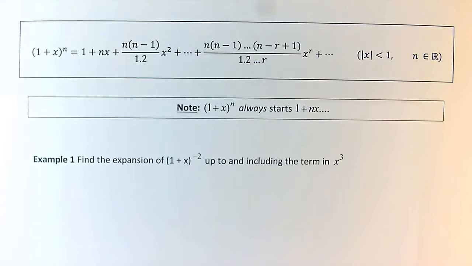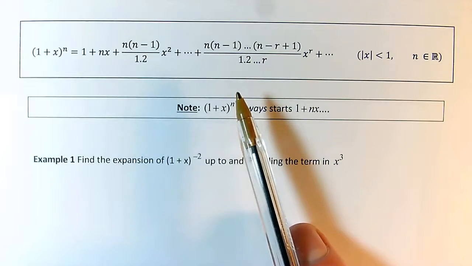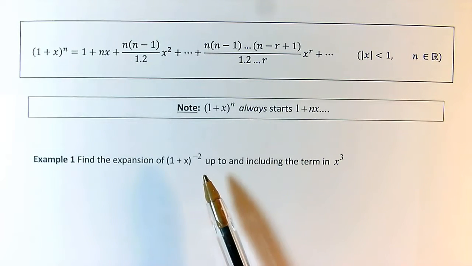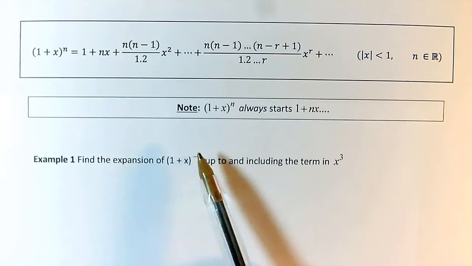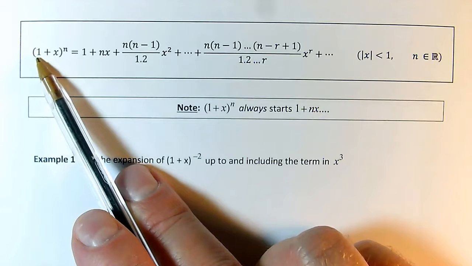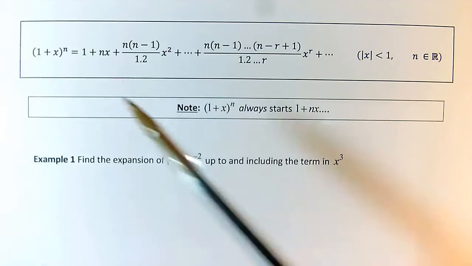Okay, we're doing binomial expansions, which you've done before at AS. The difference now is that we're using this formula, and that's because the power we're going to be using is going to be negative or fractional. Notice that this has to start with 1. It's got to be 1 plus something to the power n.